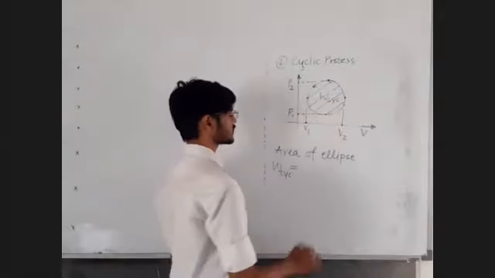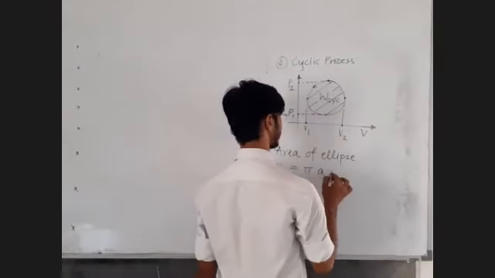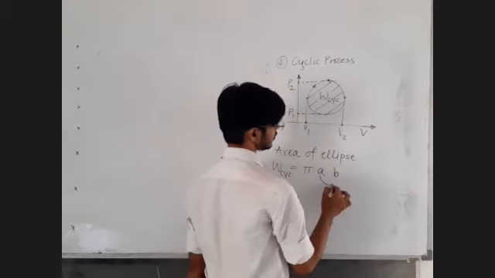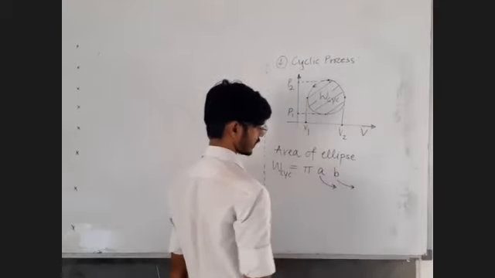Fine. So everyone is writing the answer as pi AB. Yes, it's pi AB. What is A? A is the semi-major axis. What is B? B is the semi-minor axis.